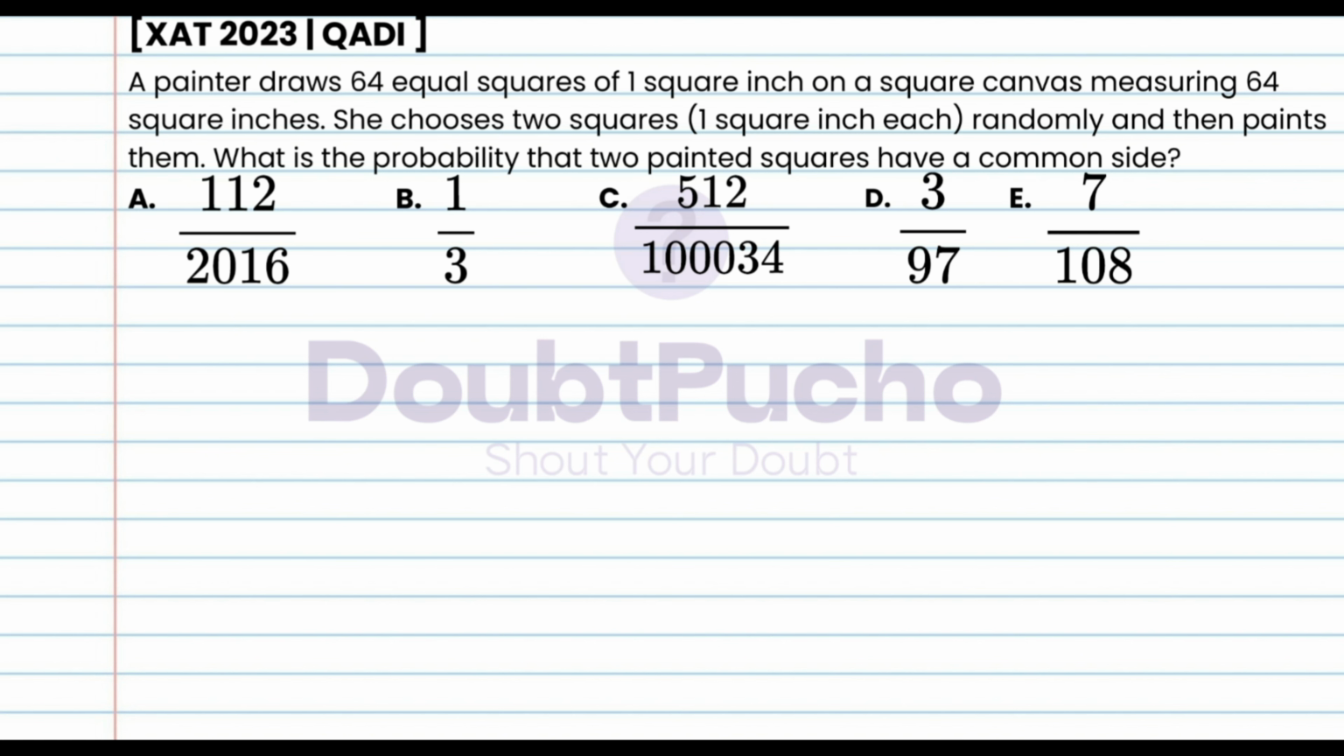A painter draws 64 equal squares of 1 square inch on a square canvas measuring 64 square inches. Okay, so it is just like a chessboard, right? So you have 64 squares. Now it says that she chooses two squares, 1 square inch each, randomly and then paints them. What is the probability that two painted squares have a common side?